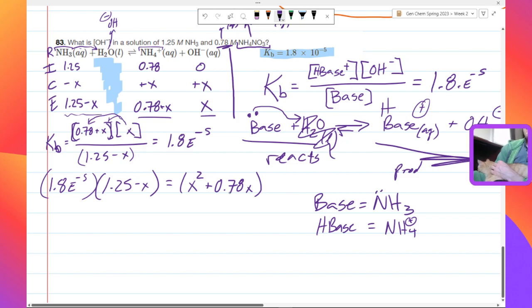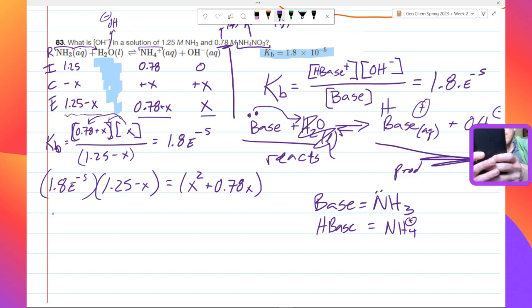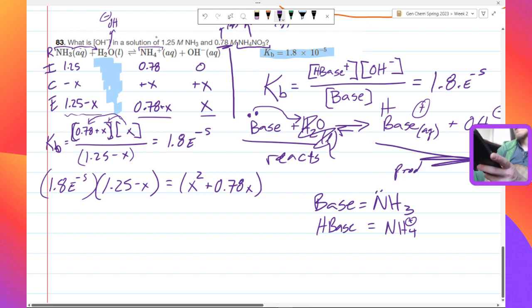Okay, so now let's go ahead and distribute the 1.8 times 10 to the minus fifth into this term, which I did last night, but let's just do it again. Make sure I get the same answer again. 1.8 times 10 to the minus fifth times 1.25. By the way, 1.25 is kind of like a big concentration. That's like a lot, by the way.